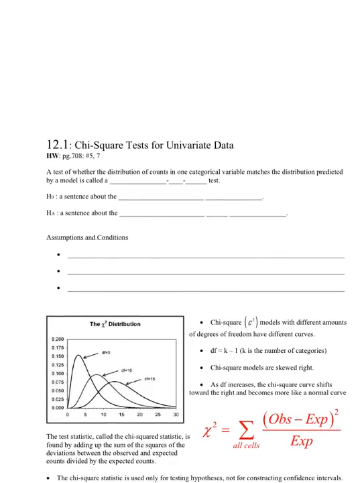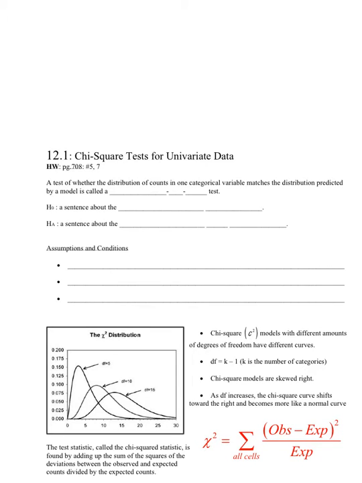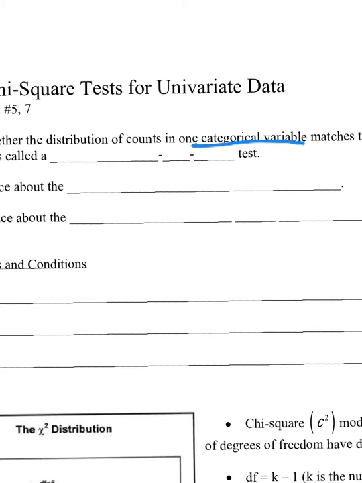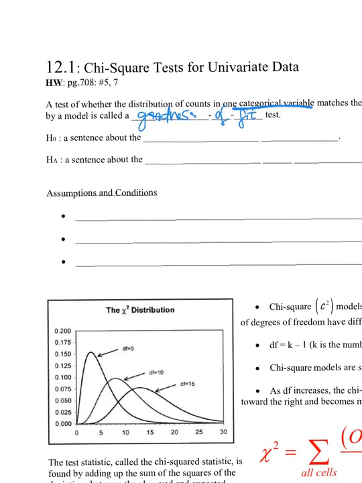So right here, a test for whether the distribution of counts in one categorical variable matches the distribution predicted by a model is called a goodness of fit test. All right, now when we do our null and alternative hypothesis, these are no longer just mathematical symbols. These are going to be sentences.